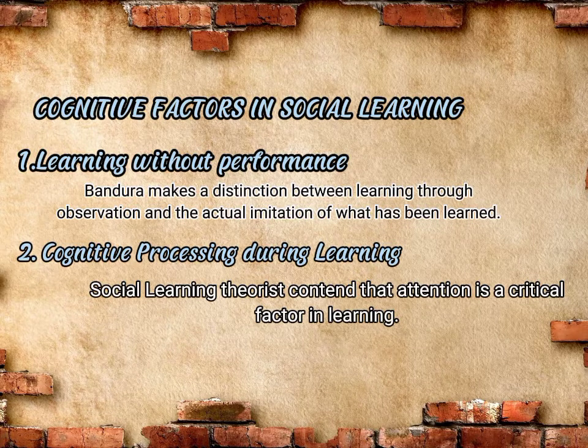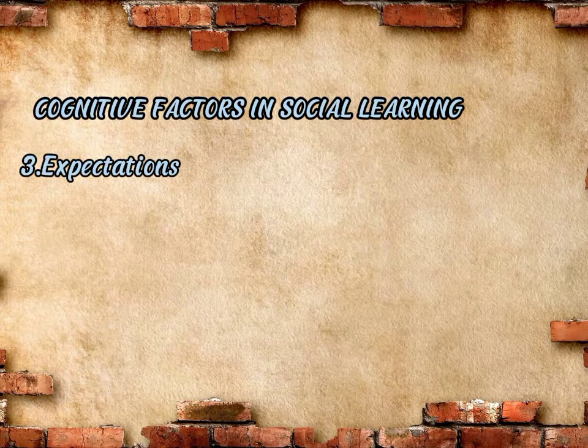Social learning theorists contend that attention is a critical factor in learning. So meaning, attention allows us to plan or preview, monitor, and also regulate our thoughts and actions. Attention is the first step in the learning process. We cannot understand, learn, or remember that which we do not first attend to. The third cognitive factor is expectations.